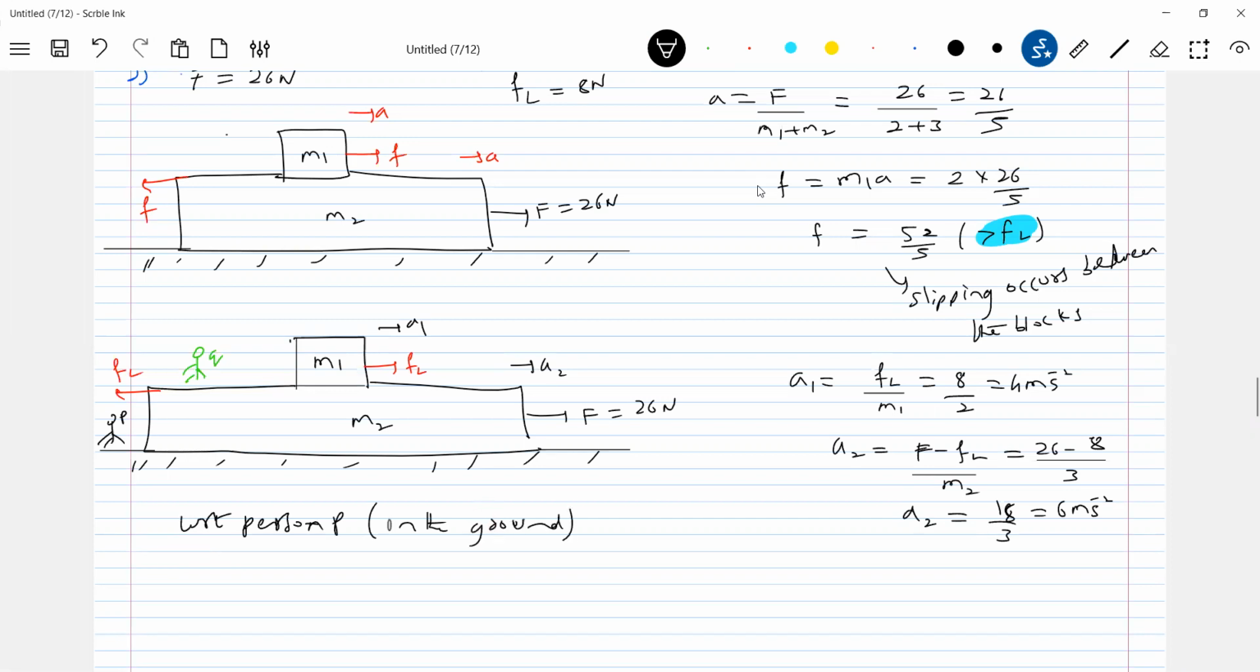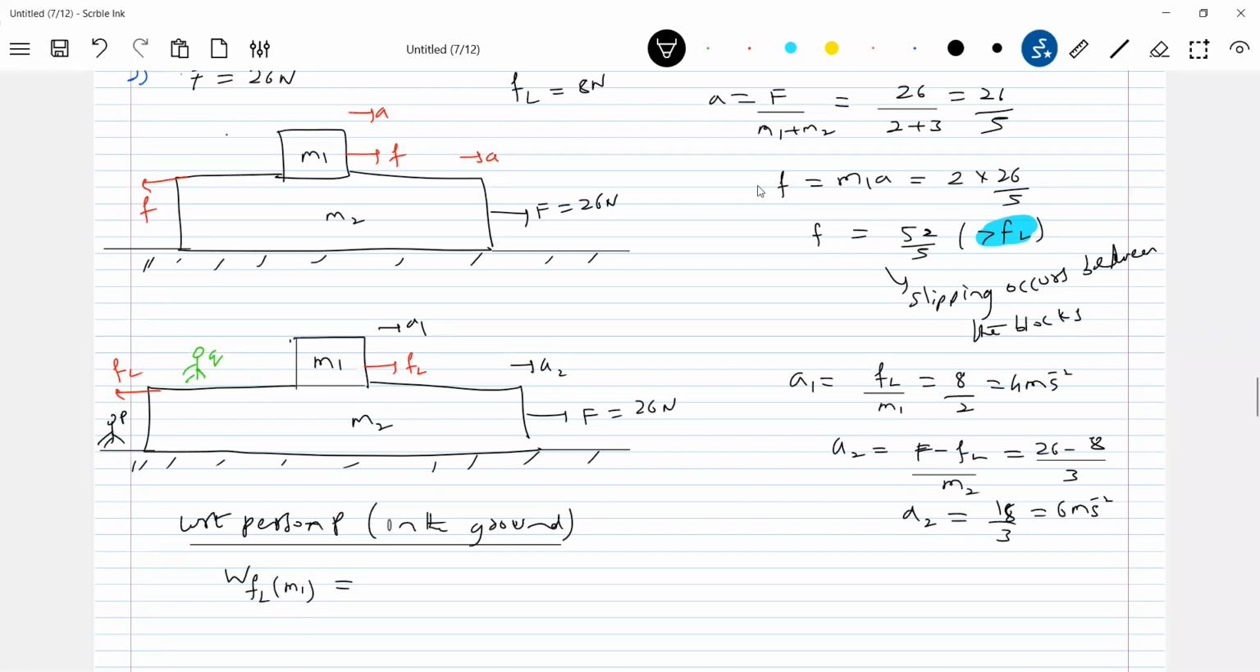Now get into the thing. Work done by friction with respect to P on the ground. Work done by friction on the block. We are only bothered about the block. Let me focus only on the block M1, so the work done by the friction on the block M1.